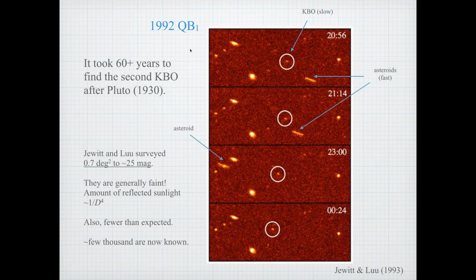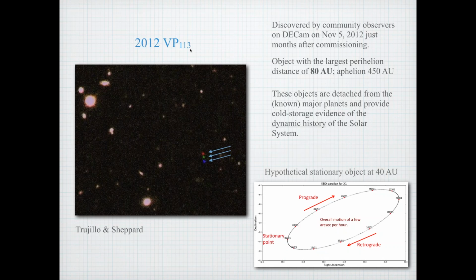Another example here, this is an object that was found by DECam, but not by the DES collaboration. There were community observers who took pictures just a few days after we commissioned the telescope and found this object, 2012 VP113, which is one of the objects that I'll come back to later. The motion is very small because it's very distant. This one actually has the largest perihelion distance of all the known solar system objects. The closest it comes to the Sun is 80 AU. Its aphelion distance is 450 AU.